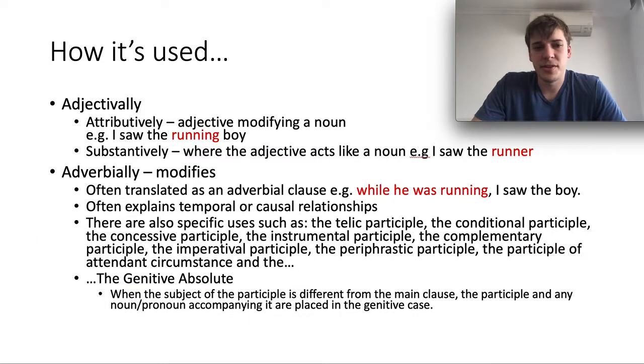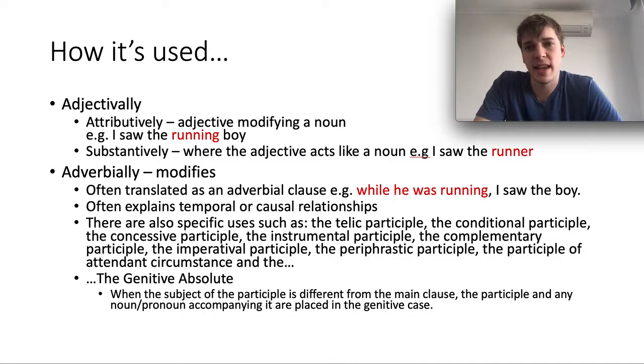So how is it used? Well, it's often used adjectivally. Like the adjective, it can express the attributive position, where it modifies a noun. So on the screen, I've got the sentence, I saw the running boy. Running there, run is a verb, but running is a participle that acts adjectivally on the noun boy.